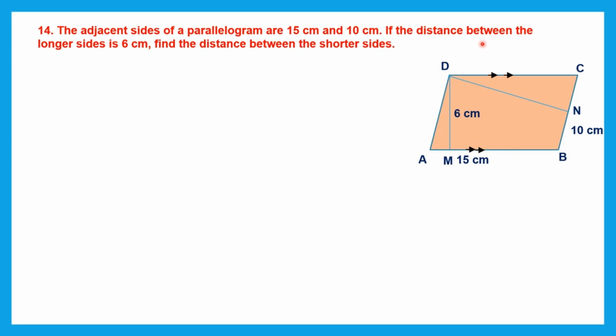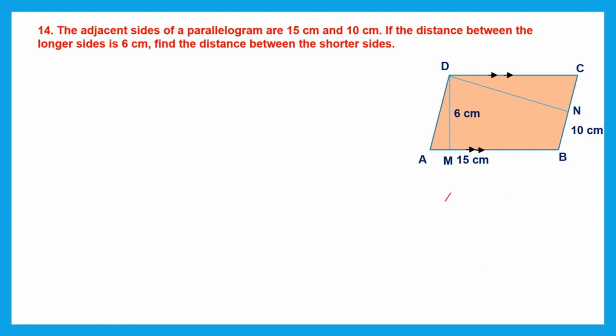If the distance between the longer sides is 6 centimeters, so these two are the longer sides and the distance between them is 6 centimeters, find the distance between the shorter sides. So these are the two shorter sides and the distance is DN. Now we have to find this DN. Okay, now think and see what we should do to find out this distance. That means the height DN. Now, suppose we take area.